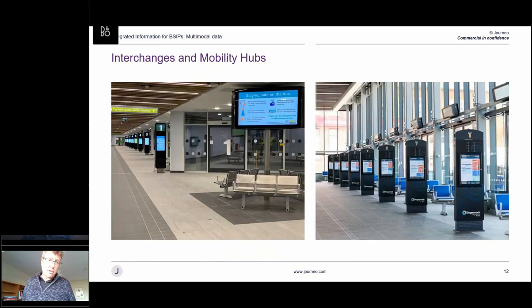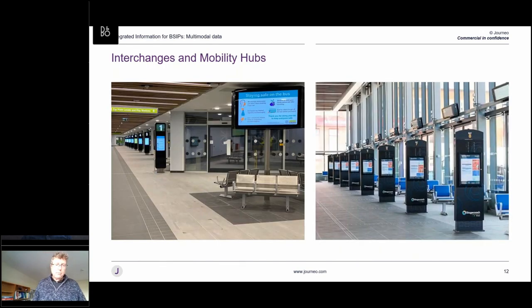And of course, larger interchanges where we're taking data from your local bus services, might be your tram data, your train data, and pushing those out to those estates. So they're just a couple of examples of some of the interchanges that we've done. Interchanges for us is quite a forte. It's something that we specialise in because of that multimodal data capability.